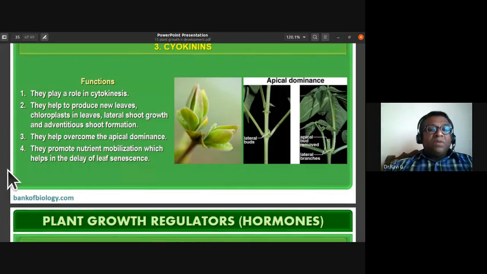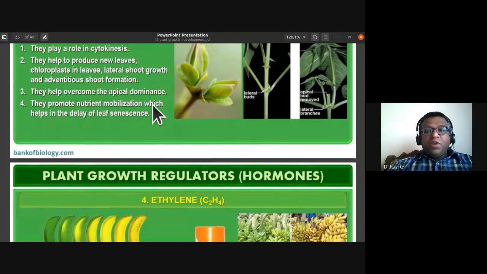Cytokinins also help to overcome apical dominance. Cytokinins promote nutrient mobilization, which helps in the delay of leaf senescence, that is, aging of leaves. That is the reason the leaves were kept fresh for 20 days by spraying them with cytokinin. So you should understand this Richmond-Lang effect.